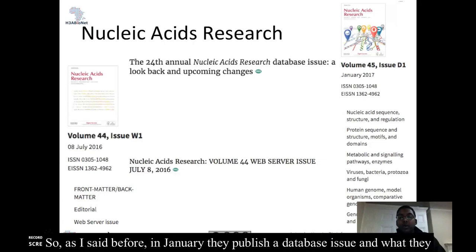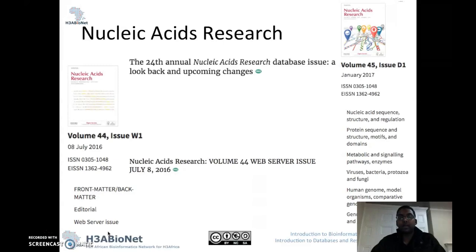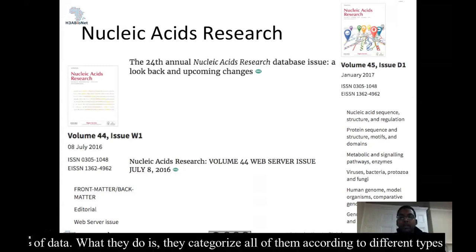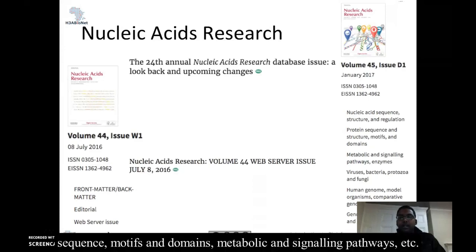As I said before, in January they publish a database issue, and in it are all the databases that are available online for bioinformatics storage of data. They categorize all of them according to different types of data. For example, nucleic acid sequence and structure and regulation, protein sequence, structure, motifs and domains, metabolic and signaling pathways, etc.